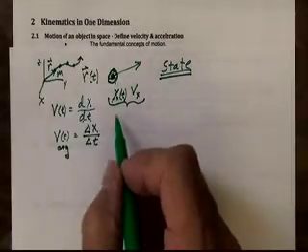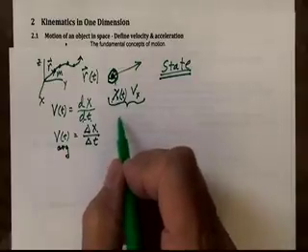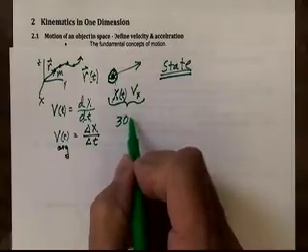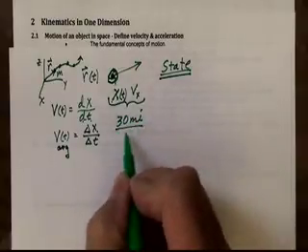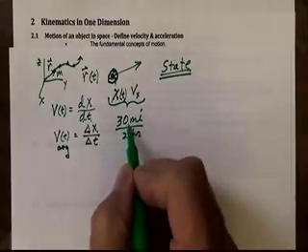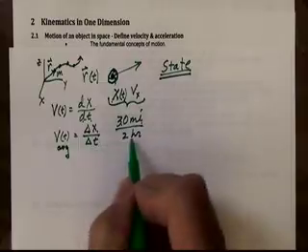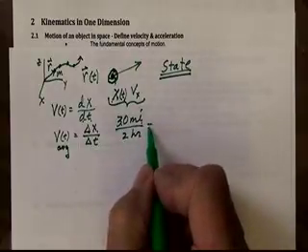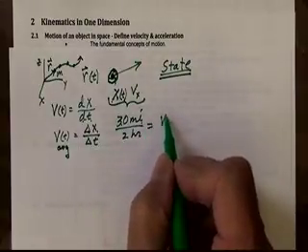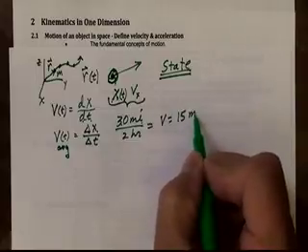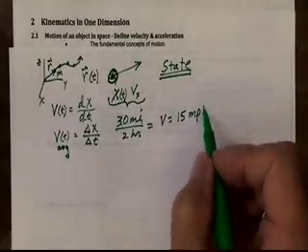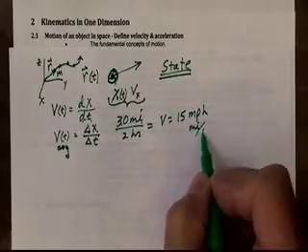For example, if we have a car and it goes 30 miles in 2 hours, then we can take the 30 miles, the change in position, divide it by the amount of time that's elapsed, and we can say, oh, our velocity is equal to 15 miles per hour.